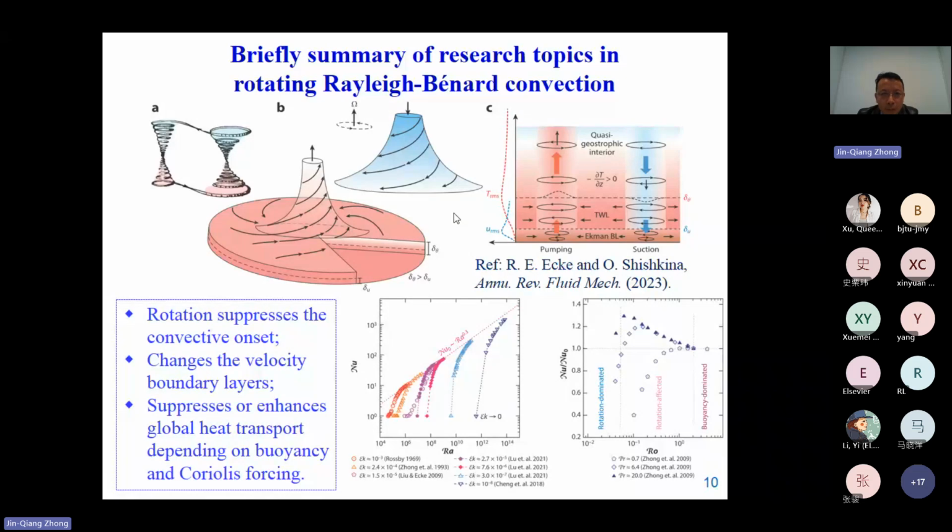In the research field of rotating convection, intensive study has been devoted to exploring how rotation suppresses the onset of convection, how it changes the viscous boundary layer, how it modifies the shape of thermal plume structures into columnar vortices, and how rotation suppresses or enhances global heat transport. The dynamics, and particularly the horizontal motion of the columnar vortices, remain unexplored.